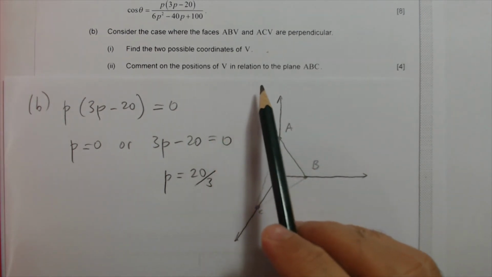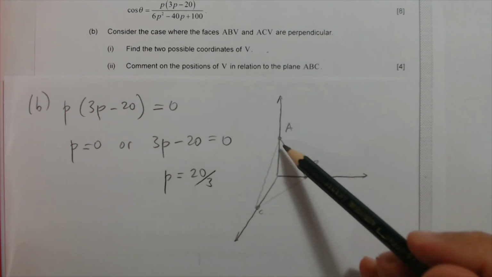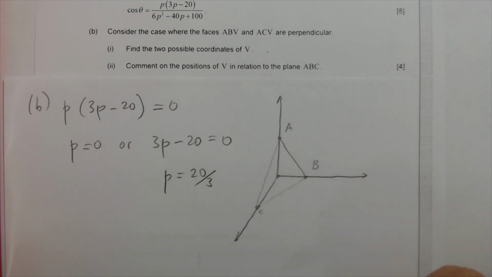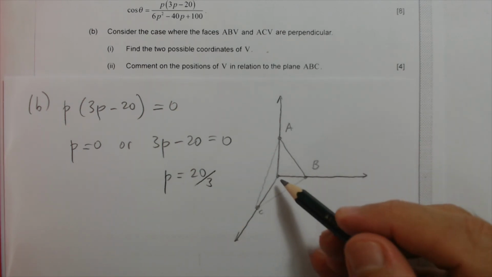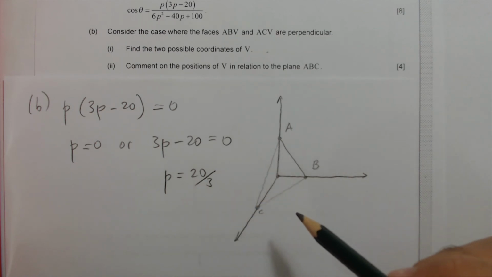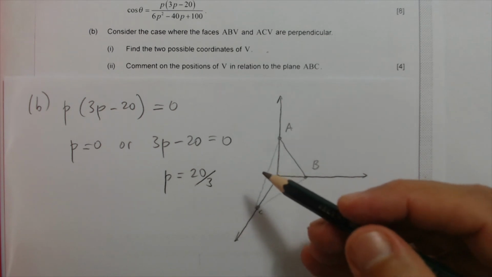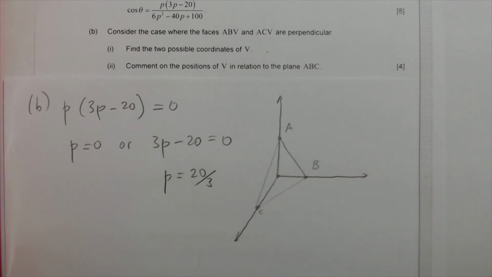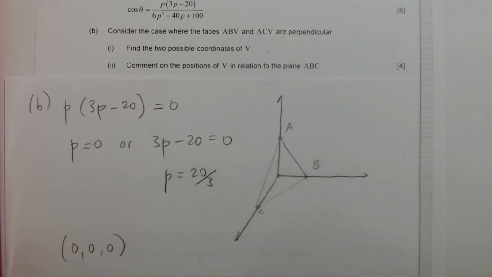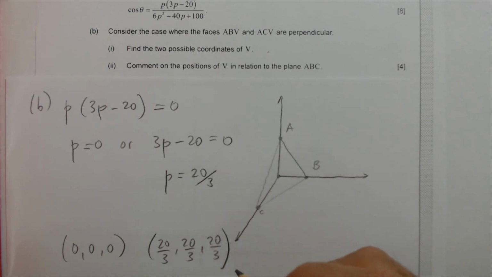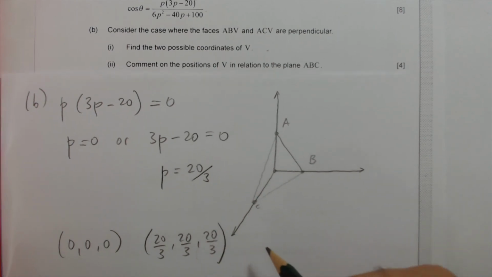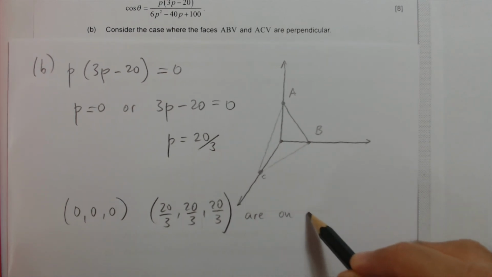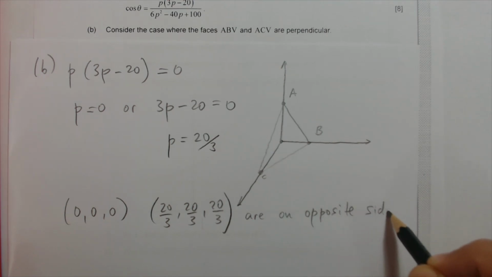Comment on the position of V in relation to the plane ABC. When P is 0, the point is the origin. It's kind of behind the plane. And when P is 20/3, the point has coordinates 20/3, 20/3, 20/3, and it's here in the front of this plane. So the conclusion or the comment they expect us to make is to say that the two points, 0, 0, 0 and 20/3, 20/3, 20/3, because in the beginning the point is of the form P, P, P, are on opposite sides of plane ABC.